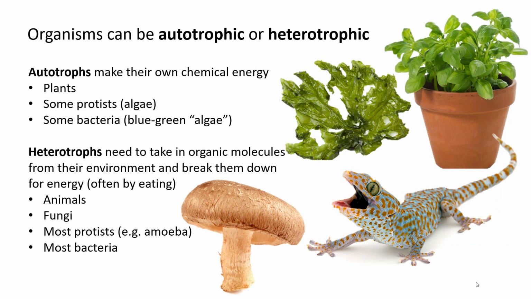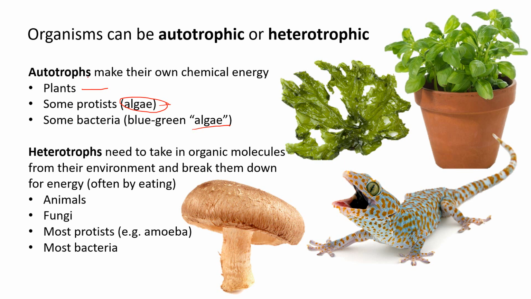This is probably a bit of a review for you if you've done biology before. Two key terms here are autotrophic and heterotrophic. Organisms can be either autotrophic or heterotrophic. We are heterotrophs and the plants in your garden are all autotrophic. Autotrophic things are things like plants, some protists, and by that I mean algae, the type of protist that are plant-like. They're green, right? And also some bacteria. You can see I've got algae written in speech marks because blue-green algae is not really algae, it's bacteria.